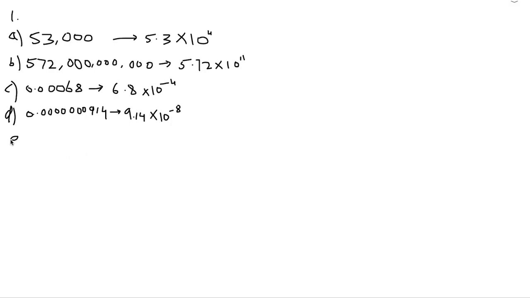Now the last problem, 0.0003142. Now how are we going to solve this one? Move the decimal point 1, 2, 3, 4, 5. So 3.142 times 10 to the power negative 5. This is the right answer. This is converting numbers to scientific notation.